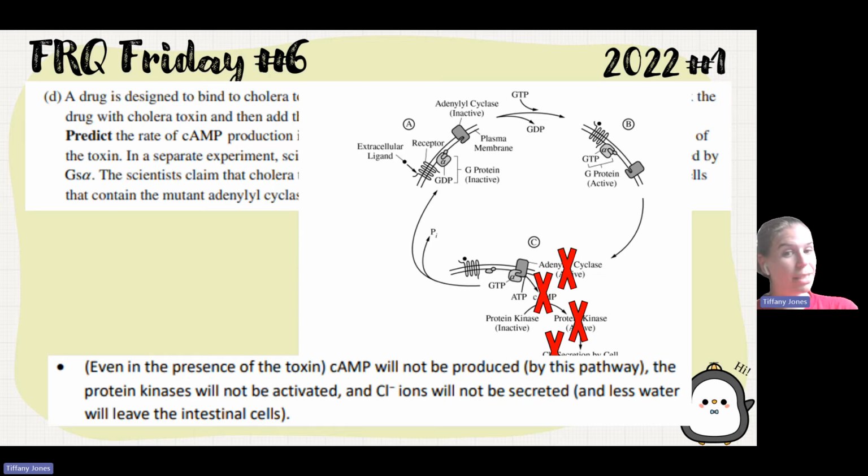So if the adenylyl cyclase is mutated, it can't convert ATP into cyclic AMP. So I don't have cyclic AMP. Now, if I don't have cyclic AMP, I can't activate protein kinase. Now, if I don't activate protein kinase, chlorine won't be secreted from the cell. And if chlorine is not secreted from the cell, water will not be lost. And you had to spell out every single one of those steps.